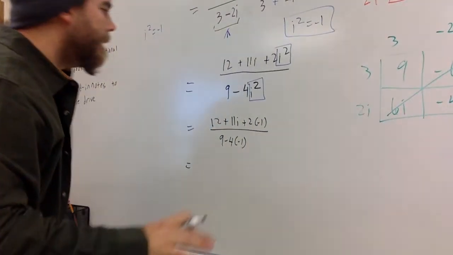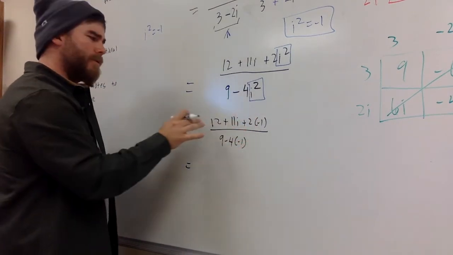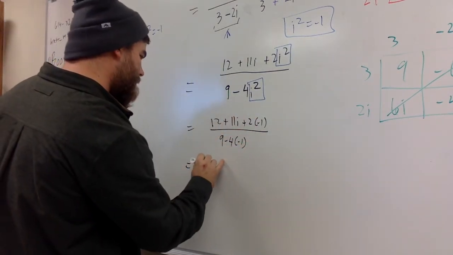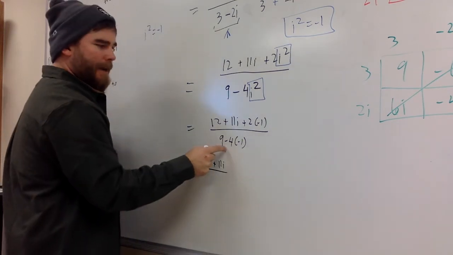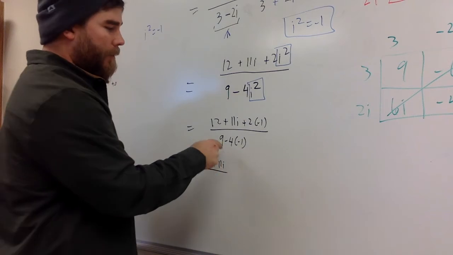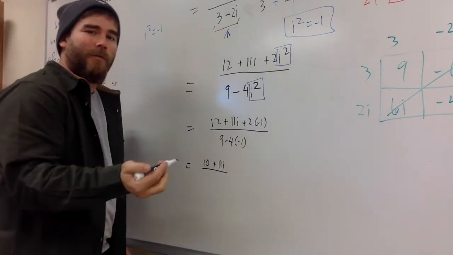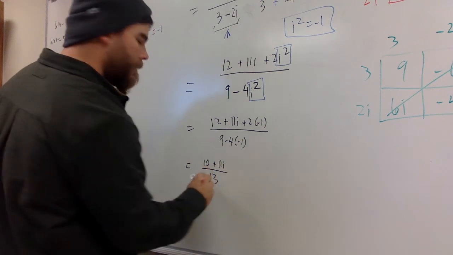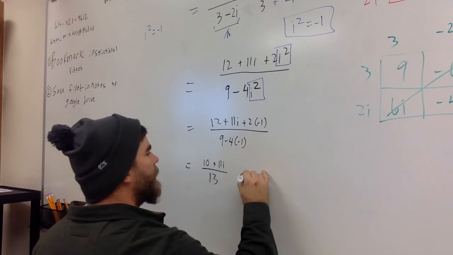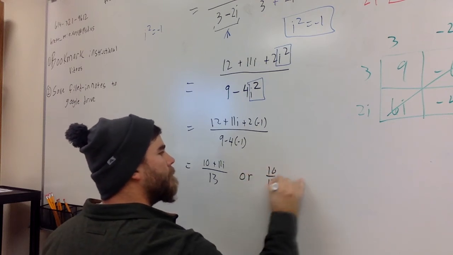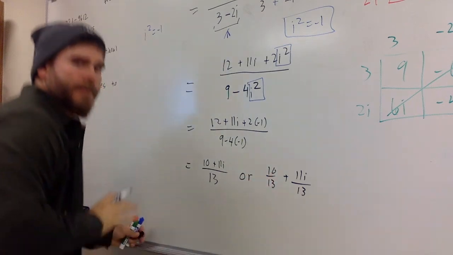It's still recording. Cool. So I have a 12. 2 times negative 1 is going to be negative 2. So 12 and negative 2 is going to be 10 plus 11i. 9 minus 4 times negative 1, or negative 4 times negative 1, is going to be a positive 4. Then 9 plus 4 is going to be 13. And that's my final answer. They, meaning Apex, may write it as this, which is perfectly fine. These are both correct answers.